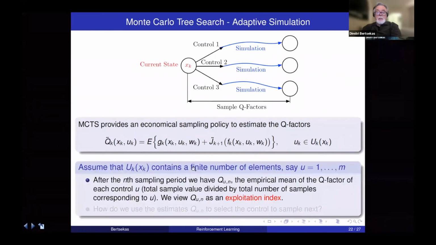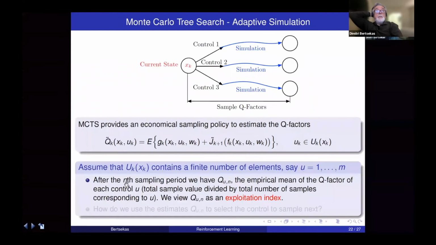So let's assume now that there are a finite number of control elements. We'll denote them by 1 up to m. And suppose that we simulate trajectories here, and each time we decide we're going to simulate this control, or we're going to simulate that control, or we have neglected this control, let's simulate that, okay? How do you decide which control to simulate?